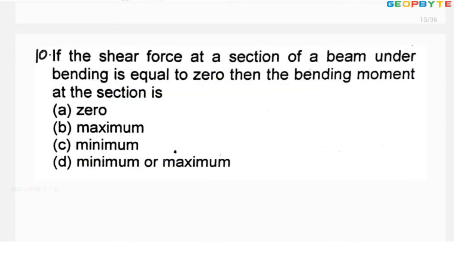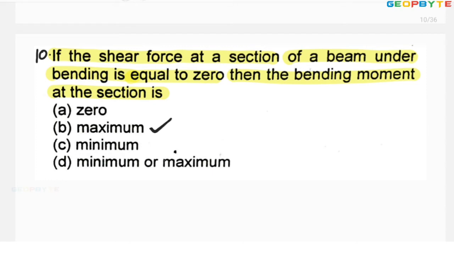Look at the next problem. If the shear force at a section of a beam under bending is equal to 0, then the bending moment at that section. As we know, the maximum bending moment is occurring wherever the shear force is becoming 0. Therefore, option B is correct.